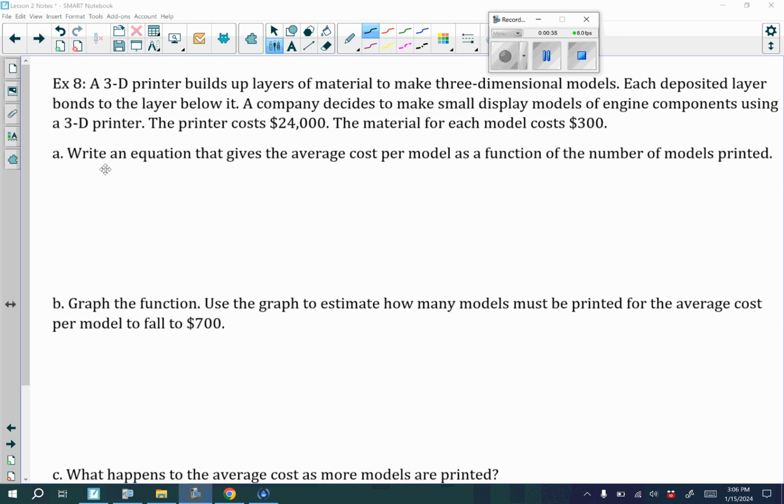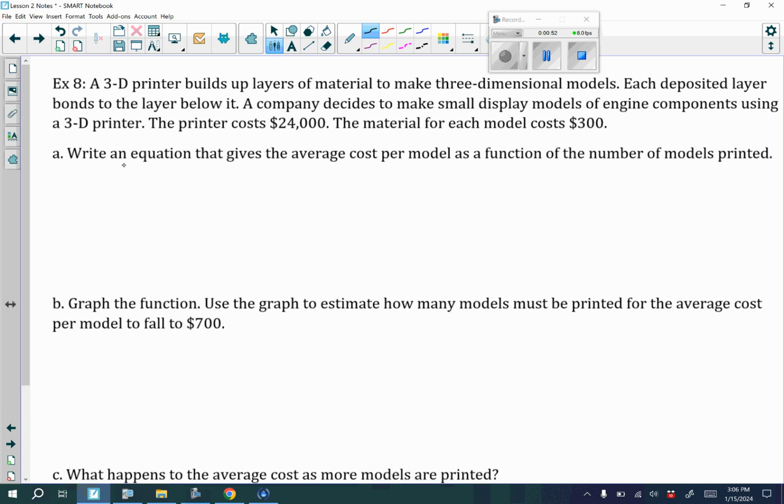So part A says we need to write an equation that gives the average cost per model as a function of the number of models printed. Now when we are doing these problems, first we need to define the variables because they don't show us. We can use X and Y, or anything else.